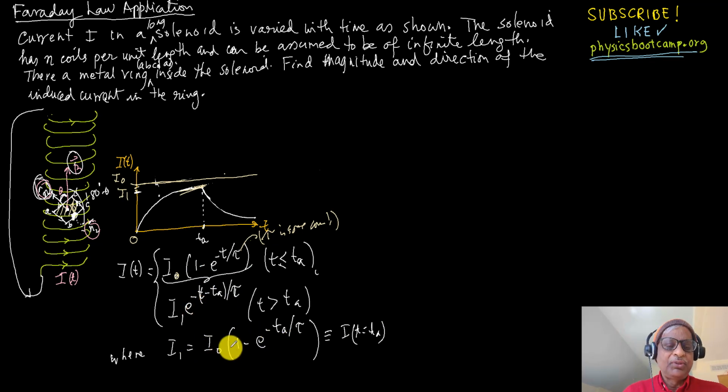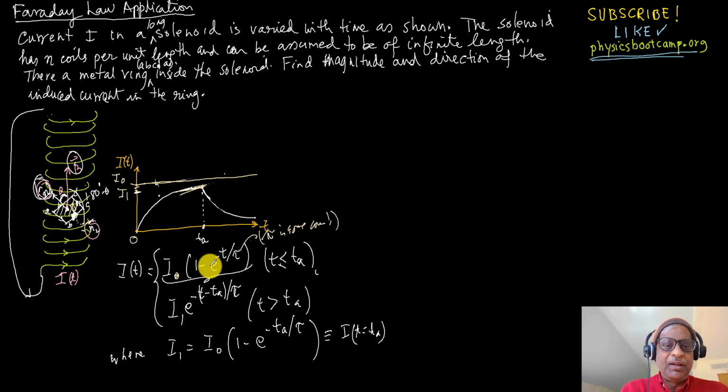Okay, so this is a constant value because tau is a time constant, which is in a circuit like this. When you turn the switch on, because of self-inductance and all, the current takes time to get to some saturation.